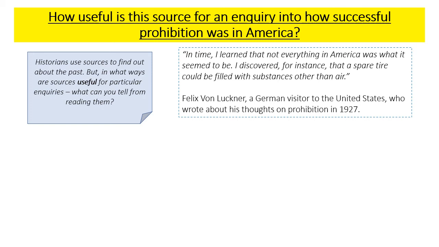So that question basically means, how useful is this source for finding out about whether or not people in America were following prohibition? So were Americans really no longer drinking alcohol, no longer selling alcohol, no longer having alcohol around them? So just some information on the source there. It says this is by Felix von Luckner, and he is a German visitor to the United States, and he's writing about his thoughts on prohibition whilst he's there in 1927. So this is what he had to say.